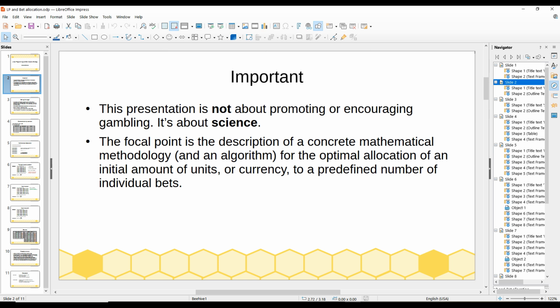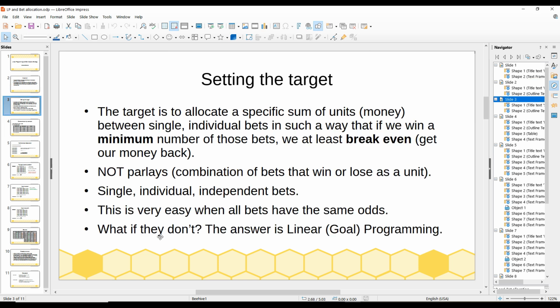The focal point is a description of a concrete mathematical methodology for the optimal allocation of an initial amount of units, or money, of course, to a predefined number of individual bets. Now, how should we distribute this initial amount of money? Setting the target. We need to allocate this amount of money in such a way that if we win a minimum number of those individual bets, we at least get our money back.